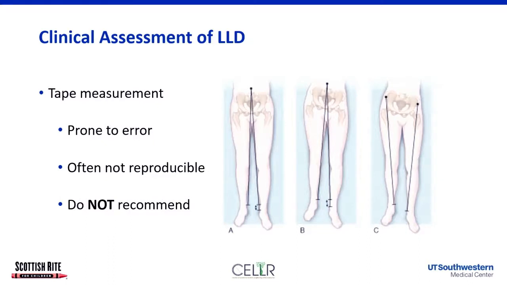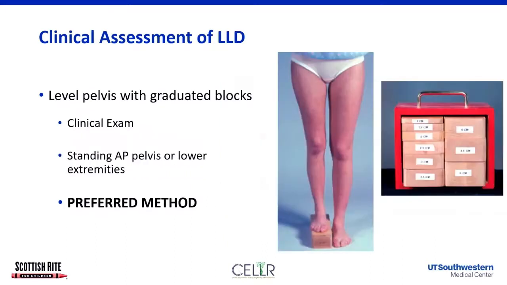This is a method that we don't recommend. It's prone to error and often not reproducible, because you can measure them one day, and if they're lying just a little bit different, it's going to look different, whether it's 1 hour later or 1 day later. So our preferred method is to have the patient standing. We want to level the pelvis, and we use graduated blocks. We're lucky enough to have blocks lying around every clinic. If you don't have blocks, you can use books. You can use whatever it takes for the patient to stand on and level that pelvis, and then measure what they're standing on to identify what that leg length difference is.